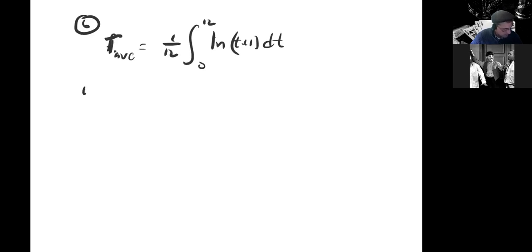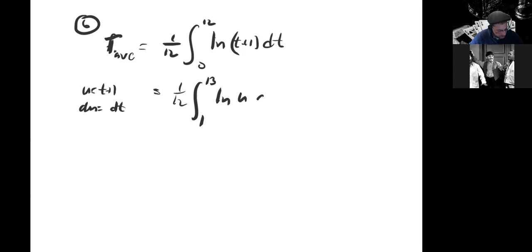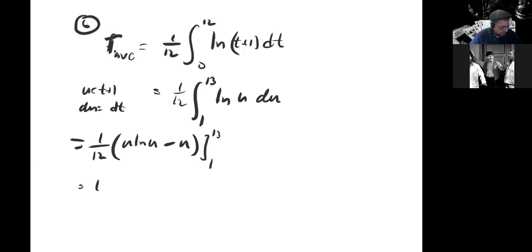So I'm going to let u equal t plus 1, so du is equal to dt, and this becomes 1/12 the integral. Now when t is 0, u is 0 plus 1, so the bottom limit of integration is 1. And when t is 12, u is 13. So it's ln of u du. And now you can do this by parts, but you could also remember we did this in class, and we'll get u ln of u. If you do this by parts, u ln of u minus u was the answer from 1 to 13, and that's 1/12.